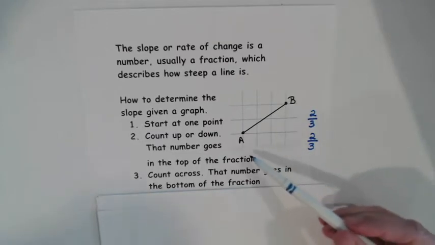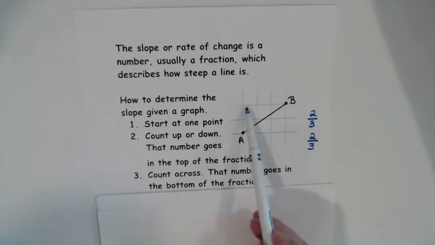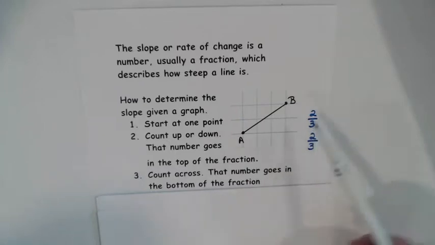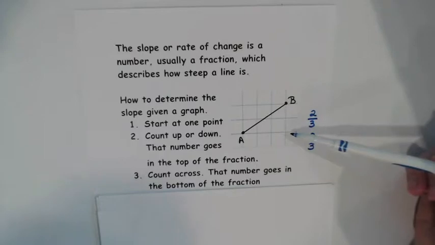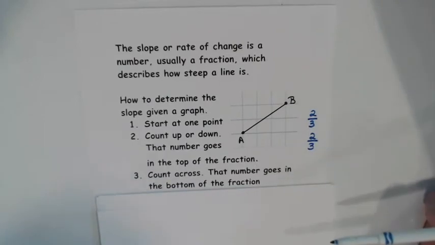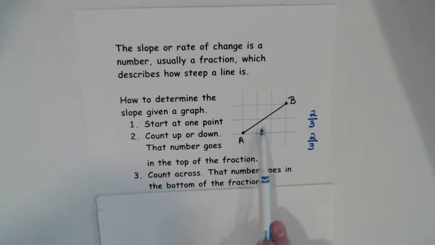It doesn't matter if you start at A or B. That's just going to determine whether or not you need to go up or down first. Starting at A, I need to go up 2, across 3. If I started at B, I went down 2, put that in the top, went across 3, put that in the bottom. So that's the basics of using a graph to determine what the slope is.